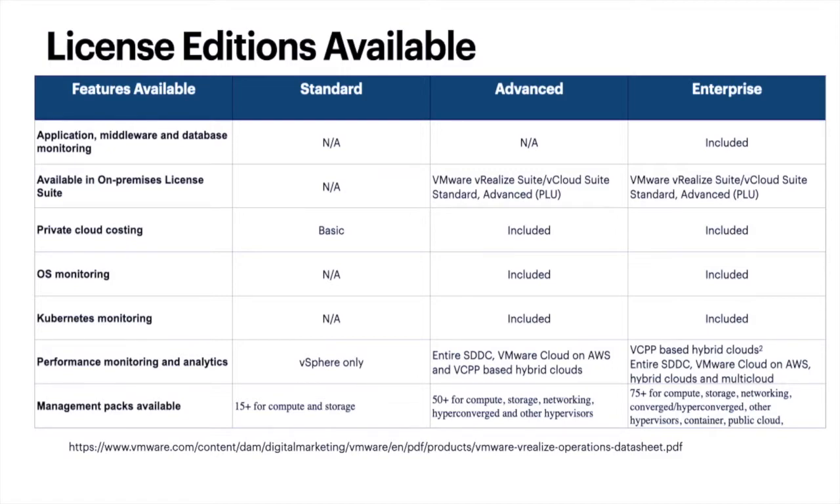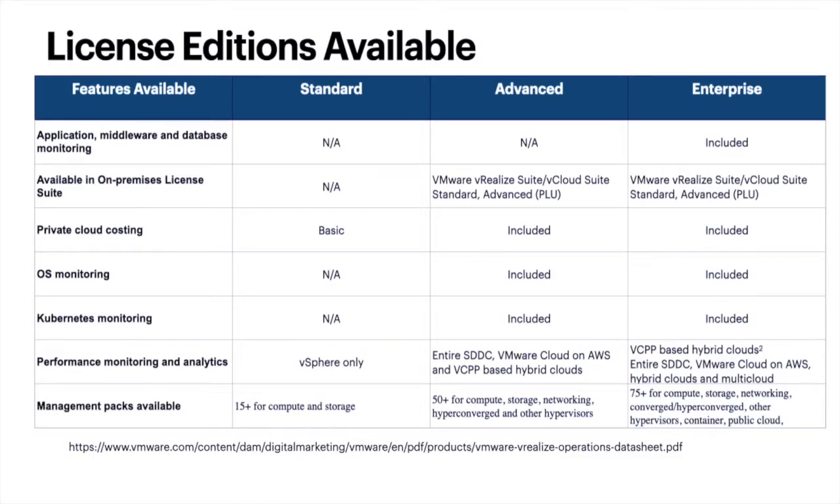And for performance monitoring and analysis, Standard gives you the performance of the base platform, which is vSphere, and we should be able to monitor ESX and vCenter. Besides that, if you wanted to monitor the entire SDDC, VMware Cloud on AWS, VCPP, you need to have Advanced. And in addition to that, hybrid cloud and multiple cloud is available under Enterprise Edition.